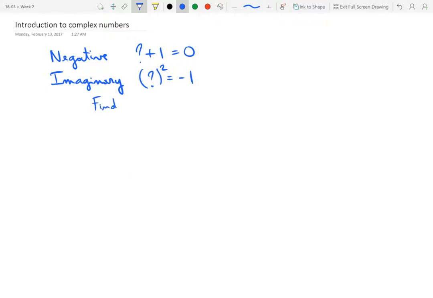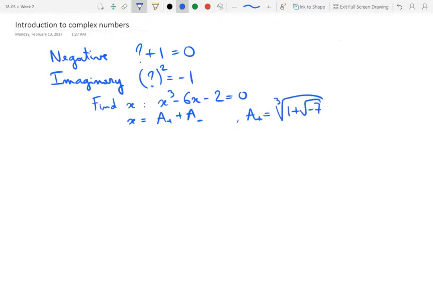Here's where imaginary units come up, even though we're dealing with real numbers. Find x, which is a root of the polynomial x cubed minus 6x minus 2. And it turns out that one of the roots of this polynomial has the following formula: x equals a plus plus a minus, where a plus is the cube root of 1 plus square root -7, and a minus is the same formula with a minus sign.